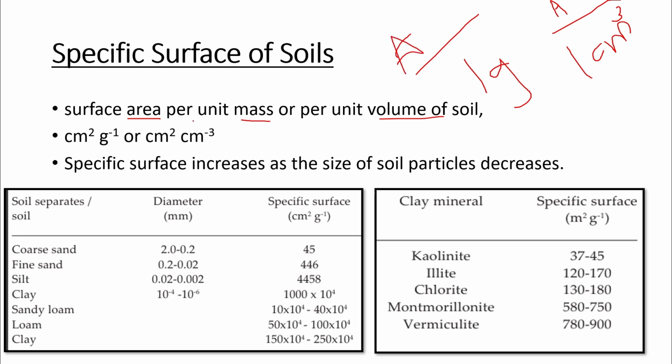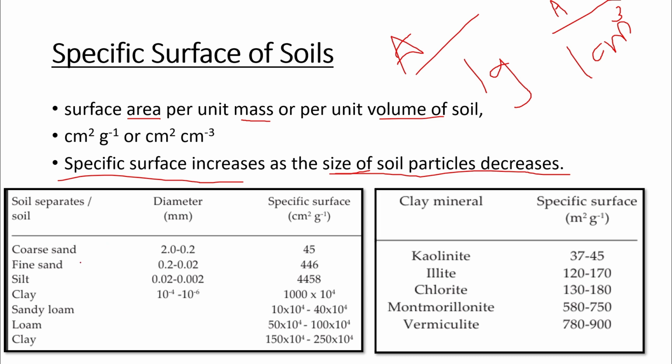So, what is the unit? Area's unit is centimeter square per gram, or centimeter square per centimeter cube. What is the trend like? The behavior of the specific surface: specific surface increases as the soil particle size decreases. So when size decreases, small sized particles will have a greater surface area compared to large sized particles.